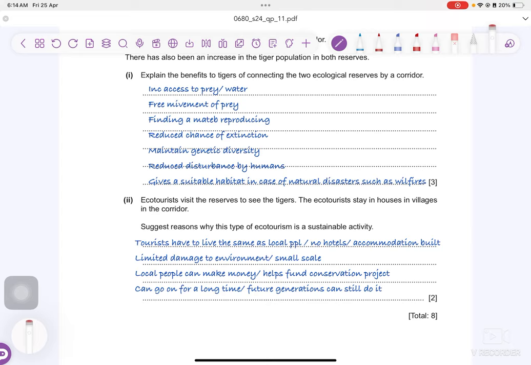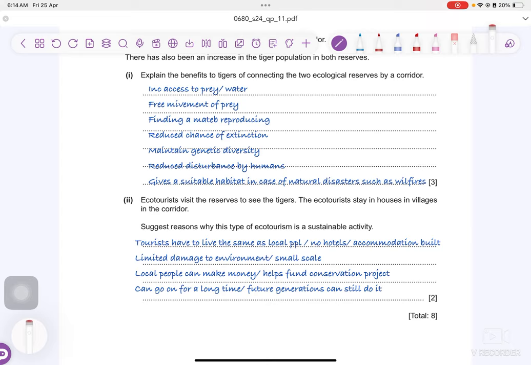So what they're saying is, what type of ecotourism is this? Like, why are they living in the villages with the villagers? Tourists have to live in the same places as local people. Why is this sustainable? No hotels are going to be built, no accommodation is going to be built, so less environment damage or no habitat destruction, okay? And it's going to be used in small scale. You don't have to build large hotels, you don't have to be too fancy.